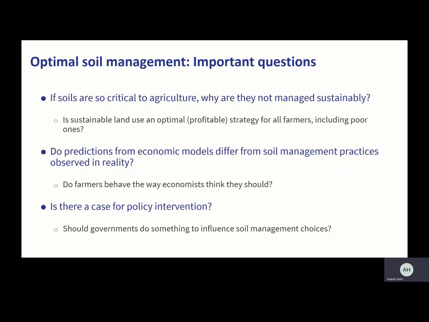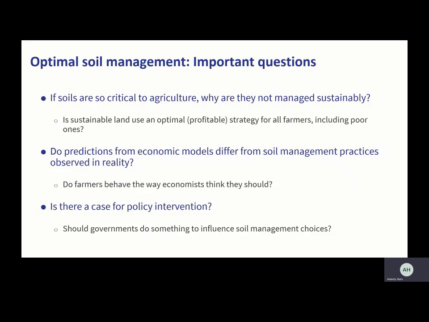So we have looked at the degradation of the land and what it means and what it's caused by and so on. Now, if we look at people's behavior, we need to ask, if soil is important to agriculture and society, why is it not managed sustainably? Do farmers have an incentive to manage the land? And if they do, why are they not managing it sustainably? Or is there something about poverty, poor versus other farmers, that shows that maybe poor farmers cannot manage the land optimally? So these are important things to answer.